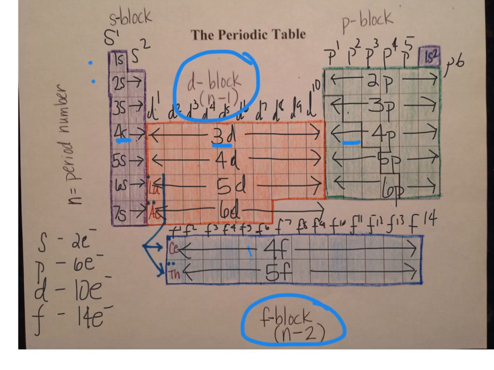Okay? When we get to the f's, though, it gets a little bit more complicated. Notice that the f is n minus 2. And if you notice, although we have 4 f's, they don't show up until the 6th period. And so they work the same way in that it's n minus 2. So if the period number is 6, then the first set of f orbitals are the 4 f's. And then period 7 is the 5 f's. Same thing, requires more energy, so we fill these lower ones first.